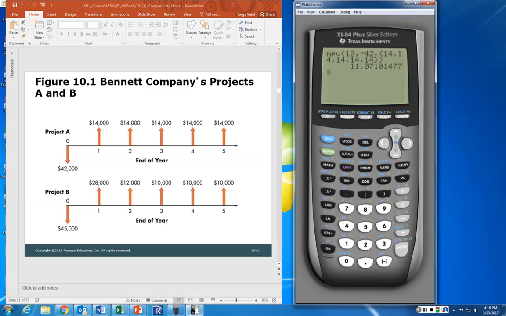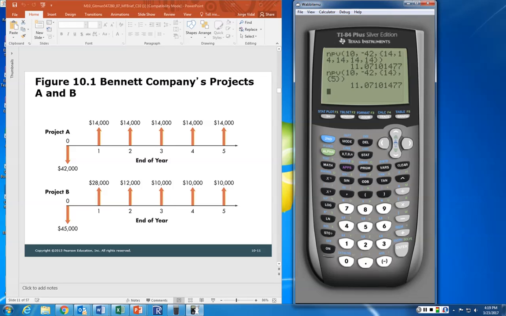So the NPV is 11,071. Or if you want to use the frequency option, do Apps, Finance, 7 for NPV, 10%, comma, the investment is 42,000, comma, open the bracket, 14,000, close the bracket, open a new comma, a new bracket, and you have that cash flow 5 times. Then close the parentheses, enter, and you get exactly the same answer.